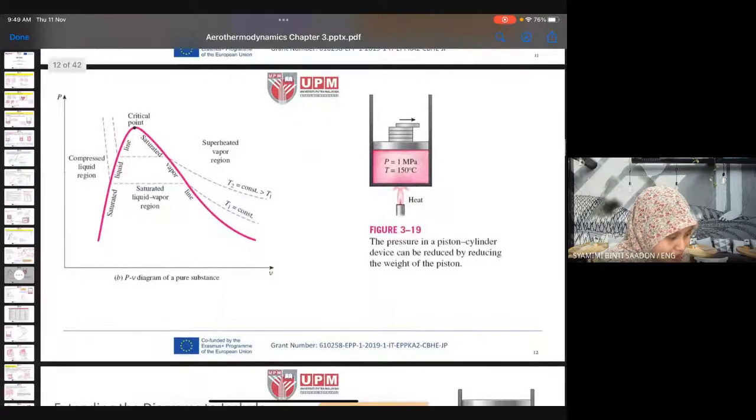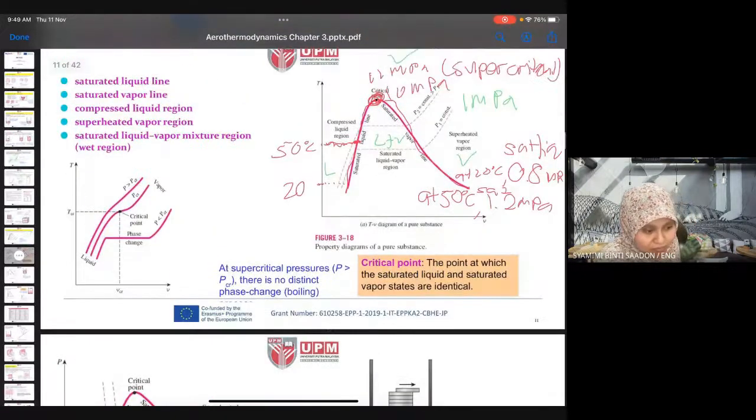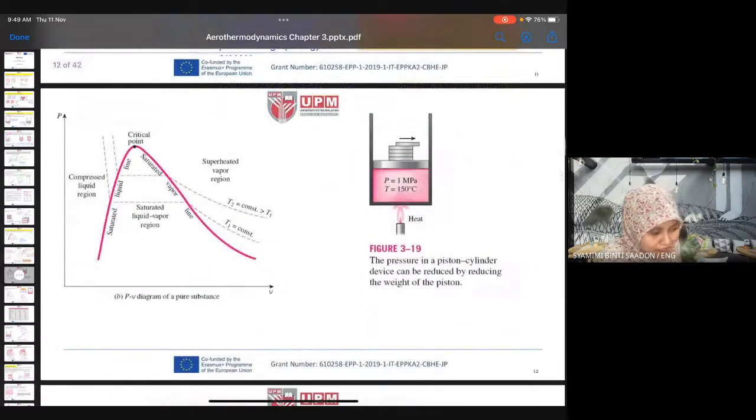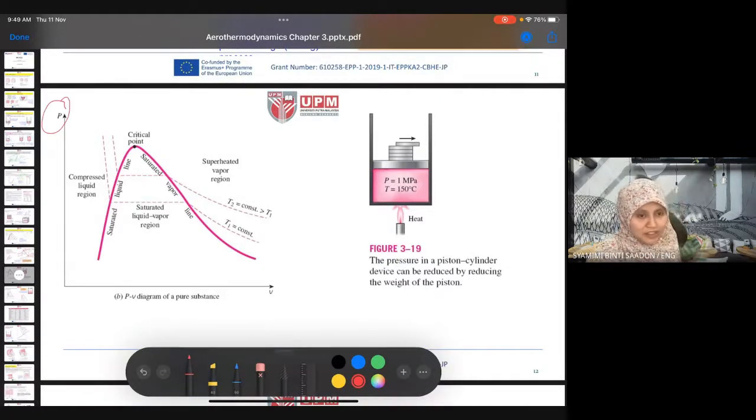So, the same thing. Just now, this was the TV diagram. Even though it looks quite the same, it's different. This is the TV diagram, so we have isobar lines. But for the PV diagram, pressure versus volume, look at the y-axis, the vertical line. For the PV diagram, we have this constant temperature line. So what is the name for this constant temperature line?